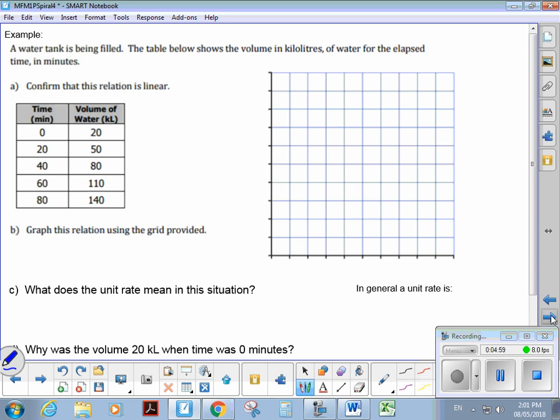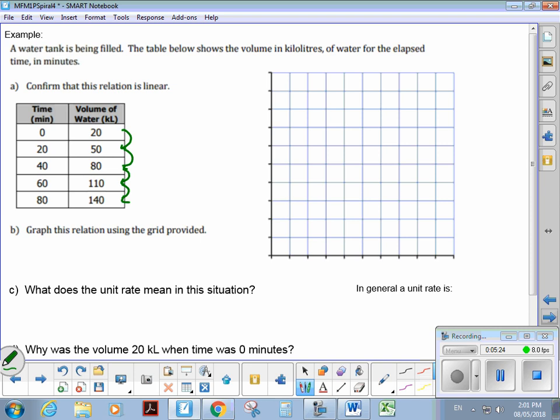If you look at your other example, a water tank is being filled. The table below shows the volume in kiloliters, don't know why we're using kiloliters, of water in time. Confirm the relation is linear. So how can you figure this out? If it's linear, so this is going back to spiral 2, we need to do first differences. So what's happening on each jump here?